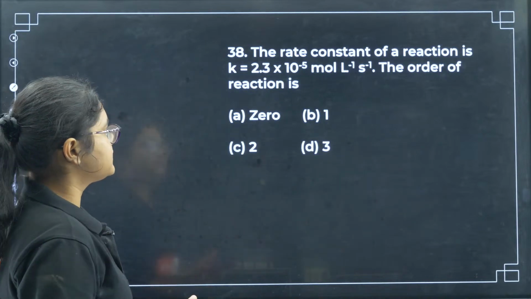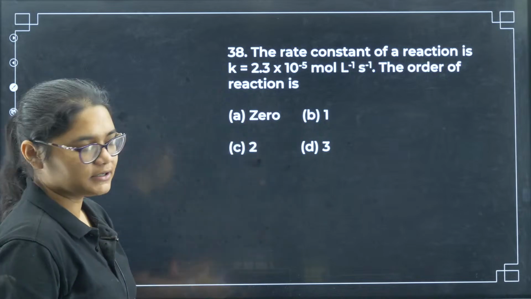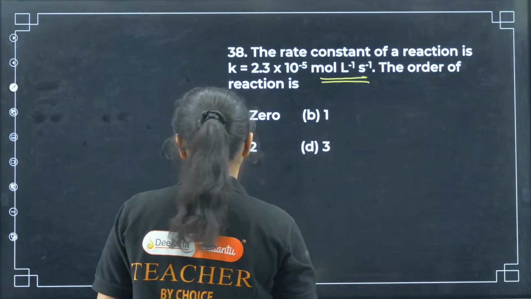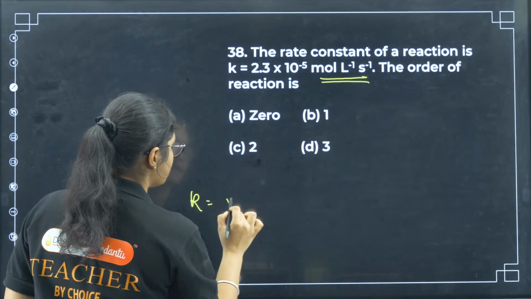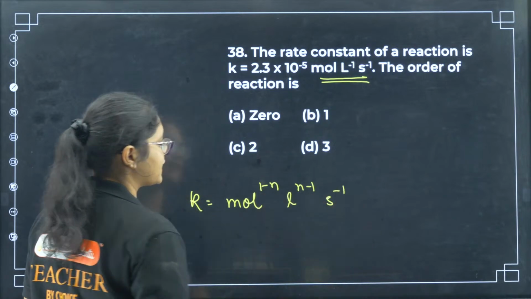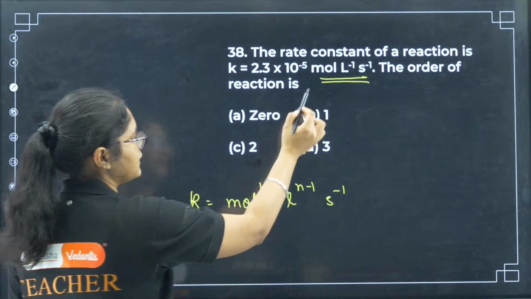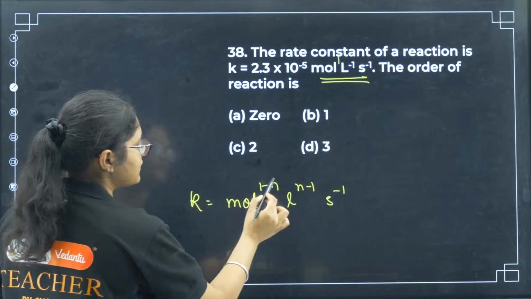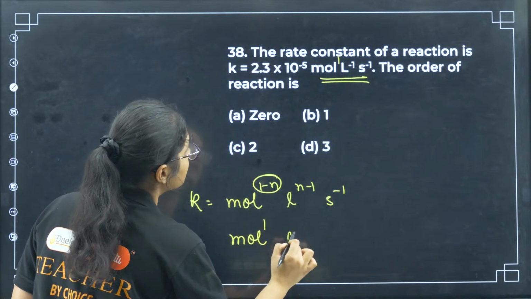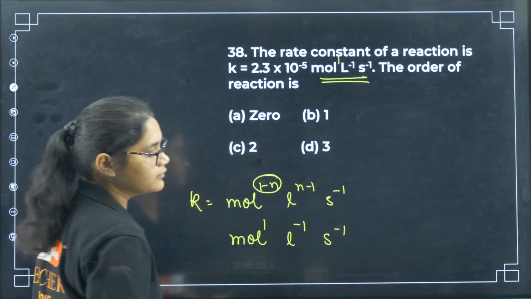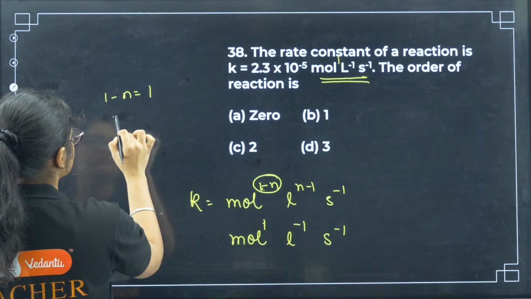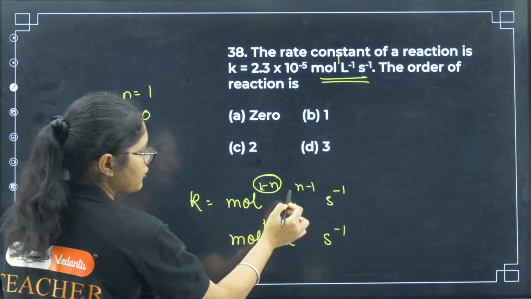Next, the rate constant of a reaction is given, the order of the reaction is, okay. So this is a very important question. You can see from the unit. So what is the general formula for K? K is mole to the power of 1 minus n, liter to the power of n minus 1, second inverse. Now what is the unit of mole? Mole is 1. So in the given question I have mole to the power of 1, liter to the power of minus 1, second inverse. So I can compare these two. 1 minus n is equal to 1. So n will be equal to 0.